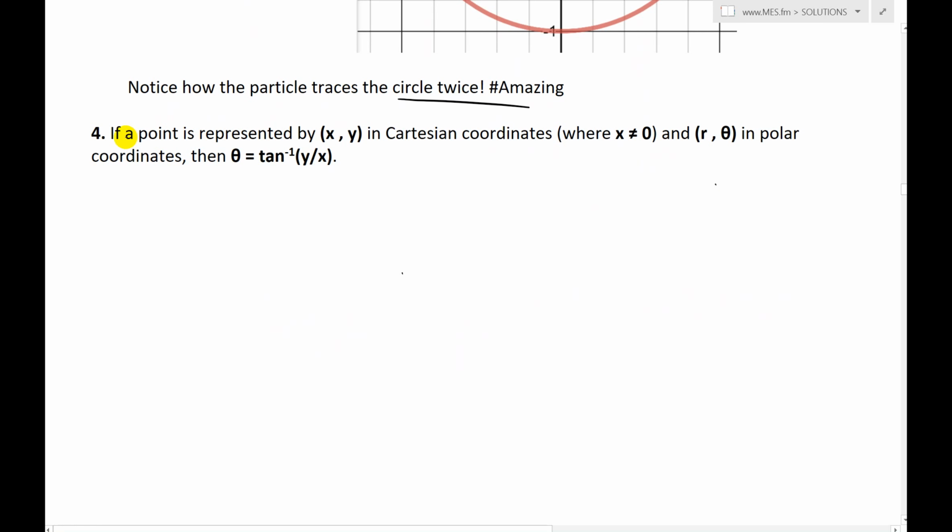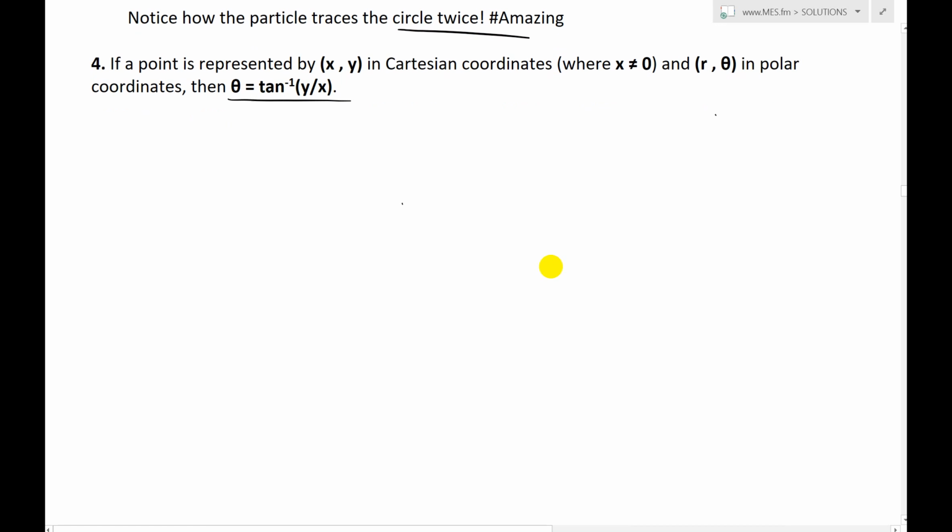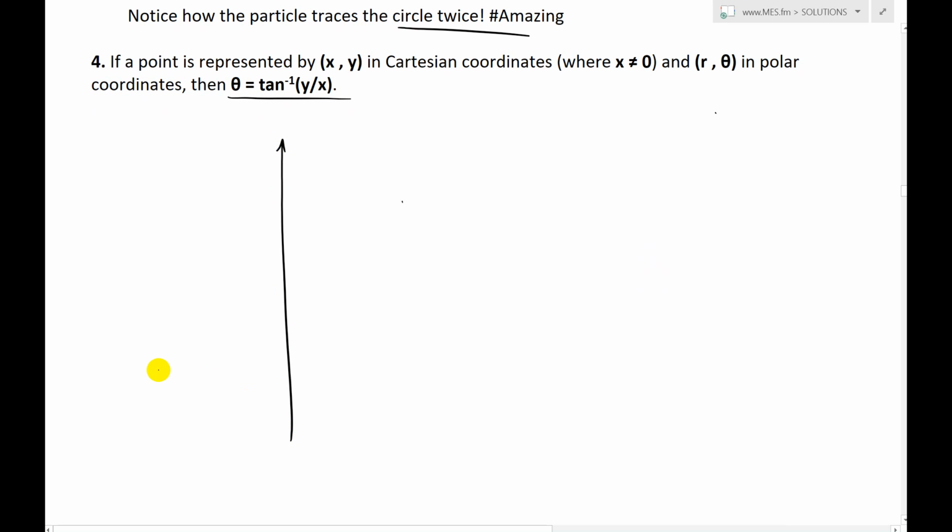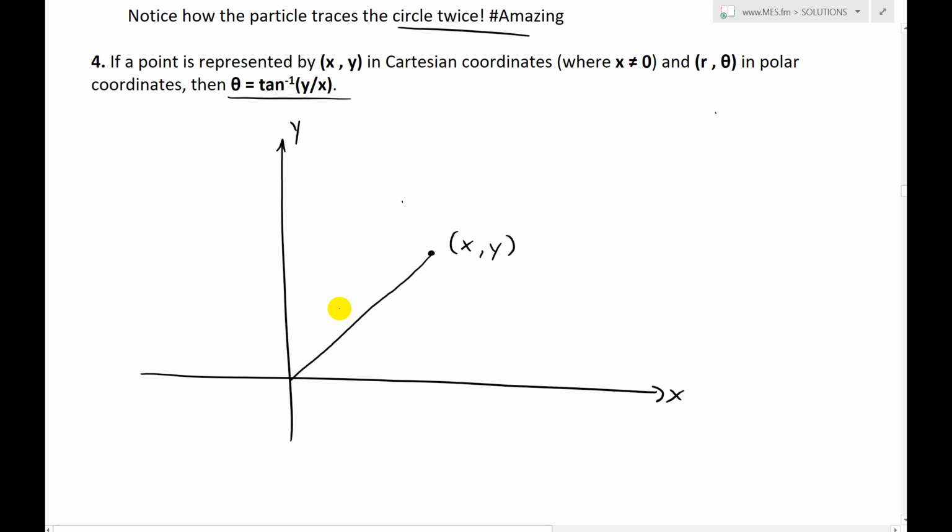So we'll look at statement 4. If a point is represented by x, y in Cartesian coordinates where x is not equal to 0, and r, theta in polar coordinates, then theta equals tan inverse of y over x. Well, let's just take a look at that. Let's draw this out in Cartesian, x, y. So let's say we have a point over here. This is going to be our x and y, and let's say that's also our polar axis. So I'll draw this across there. This is going to be our r.